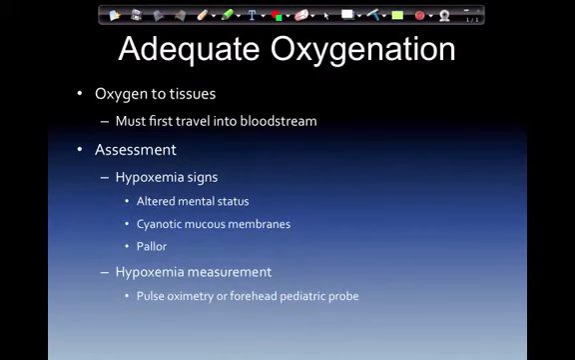Adequate oxygenation. Oxygen to the tissues must travel into the bloodstream to get to the tissues. Assessment of hypoxemia signs: if they have an altered mental status of any sort, confusion, combativeness, cyanotic mucous membranes, lips and tongue, pallor secondary to hypoxemia from circulatory collapse. Pallor also can be caused from a diaphoretic shunting of blood towards the core. Hypoxemia measurement: pulse oximetry on the forehead or pediatric lobe.